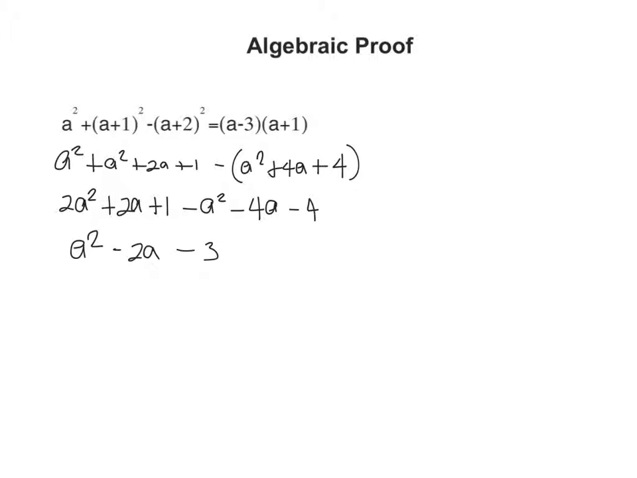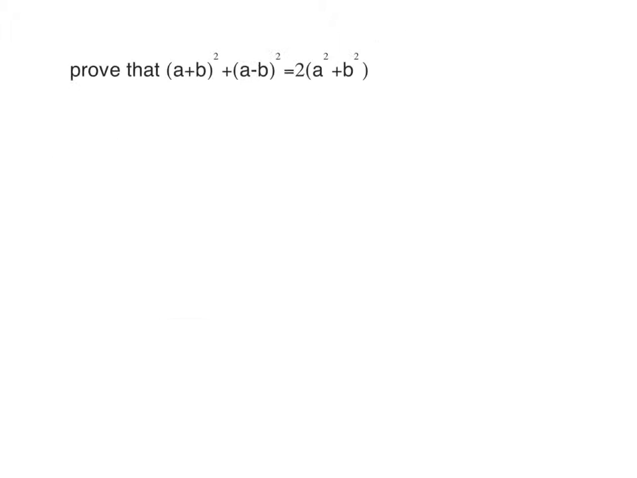And this is exactly what we had on the page before. And we already know that that works out to a minus 3 and a plus 1. And that's our algebraic proof. We say that that's equal to the right hand side. I forgot to write that on the last page, but that's equal to the right hand side. Okay, let's move on.